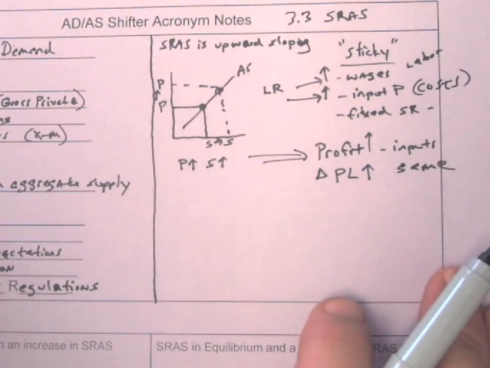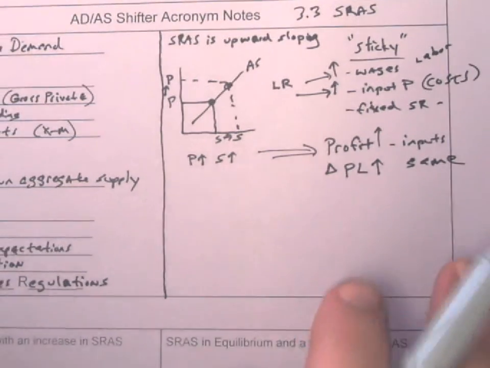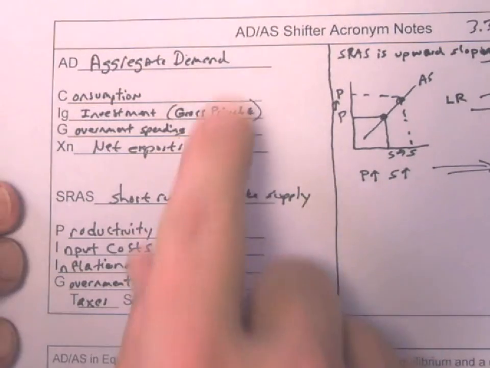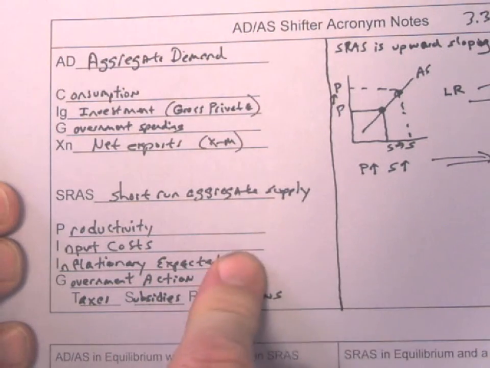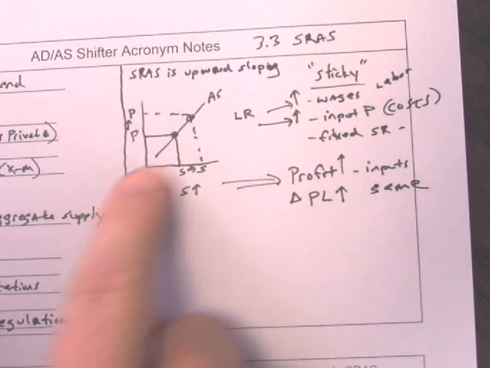And that's what we're going to do in a later video or lesson if you're actually in class. So we've taken a look at our shifters for aggregate demand and aggregate supply, and this is the reason the short run aggregate supply slope is upward.